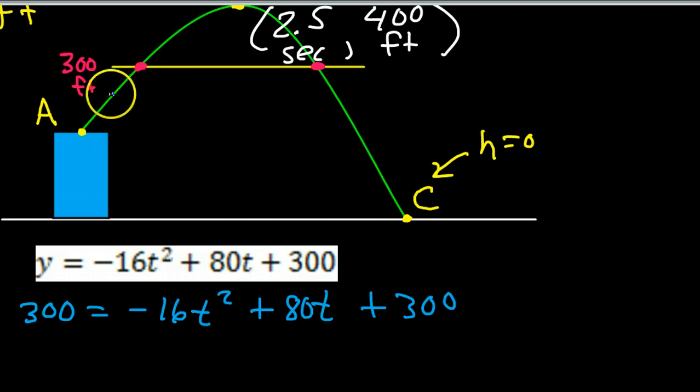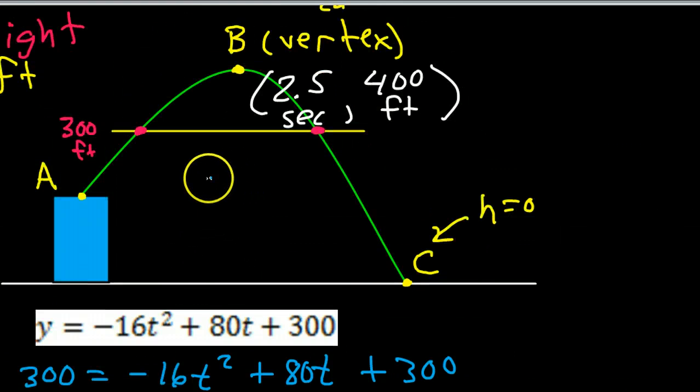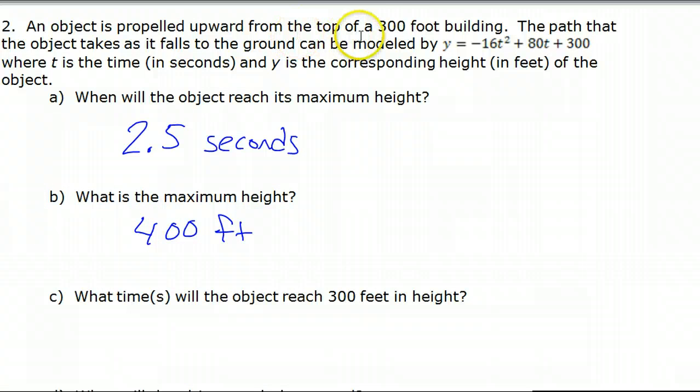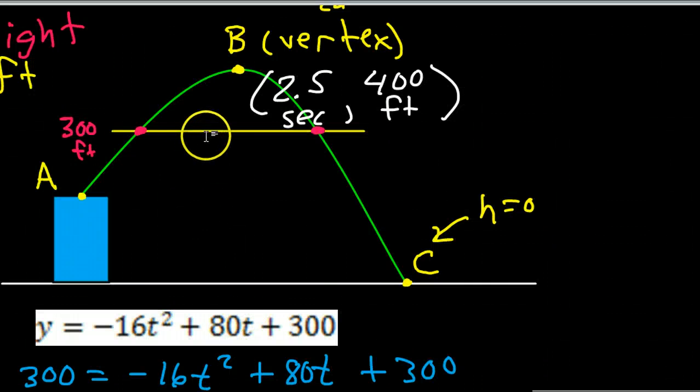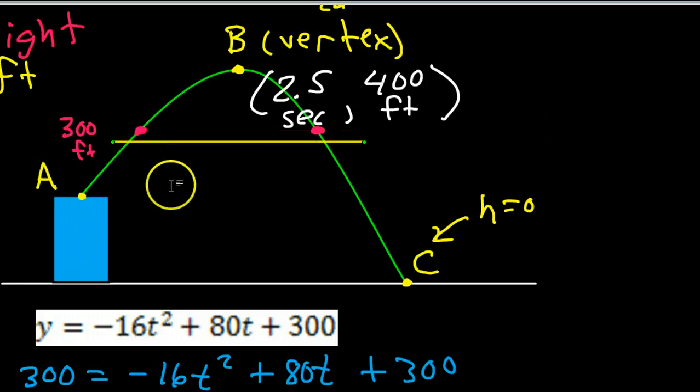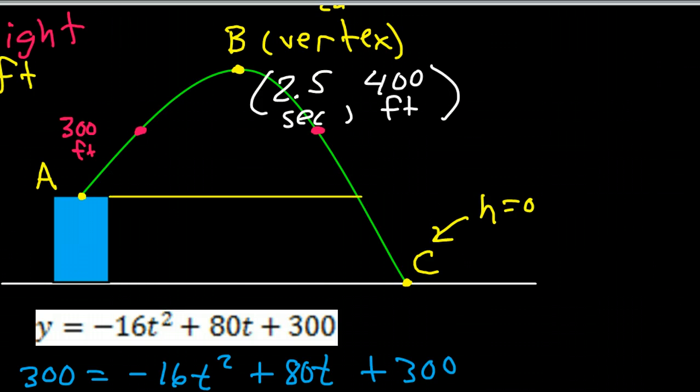I shouldn't have, in terms of the way I drew the picture, here's the building, and then I put 300 up here. Now that I think about it, now that I remember, they said the top of a 300-foot building, so I should have drawn it like this. Okay, that 300 feet, let me just move it. That 300 feet is right here at the height of the building. Okay, so that's going to change my thought process.